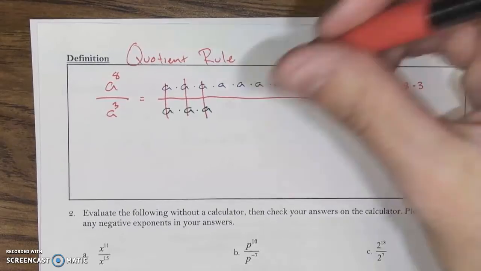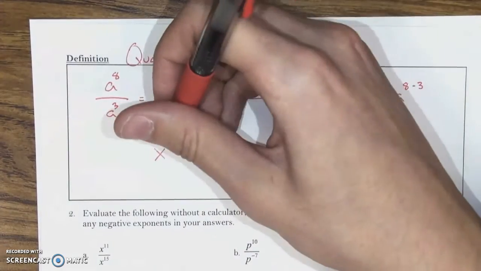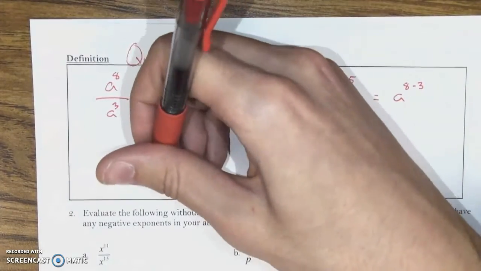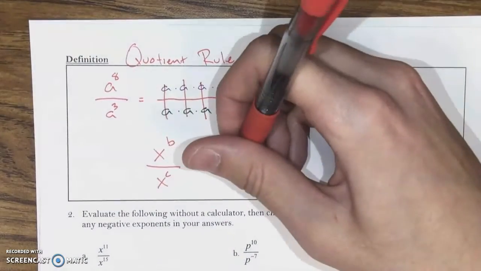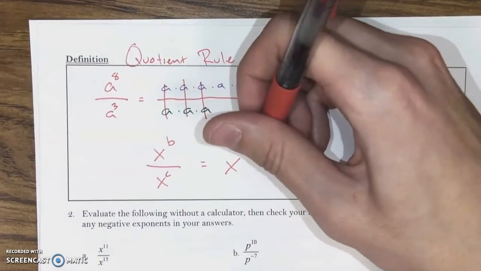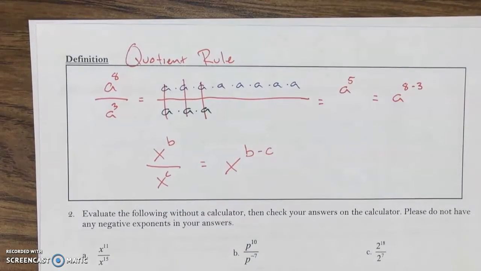In general, we can write this as if we have x to the b over x to the c, the quotient rule tells us that our solution is x to the b minus c. We take the difference of the exponents. Let's practice.